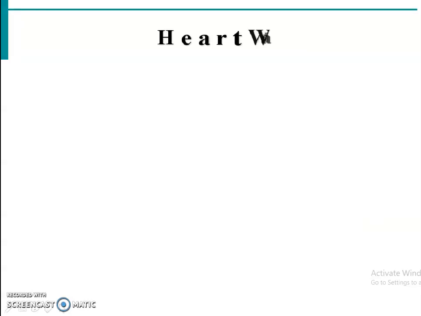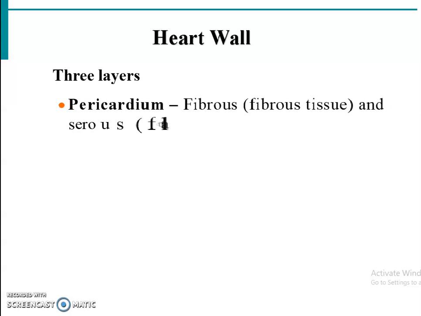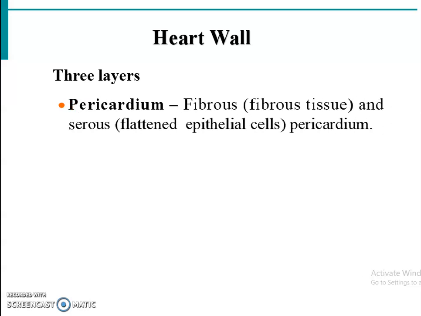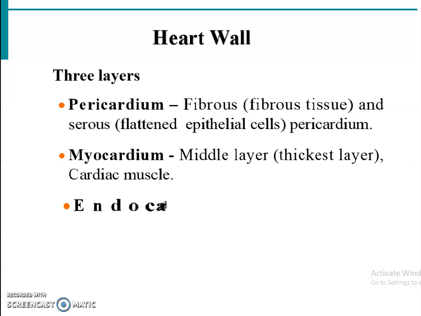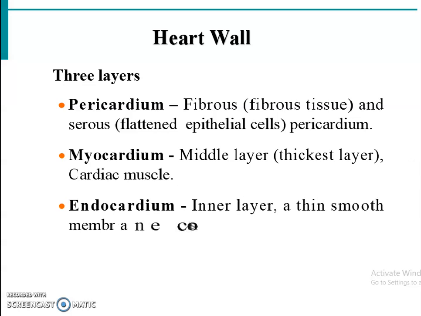Let us discuss the microscopic structure of the wall of the heart. The wall of the heart is a little bit thicker at the region of the left ventricle because of a little bit more load on the left ventricle. Once it contracts, the blood has to circulate throughout the body. Let us see the different layers of the wall of the heart.